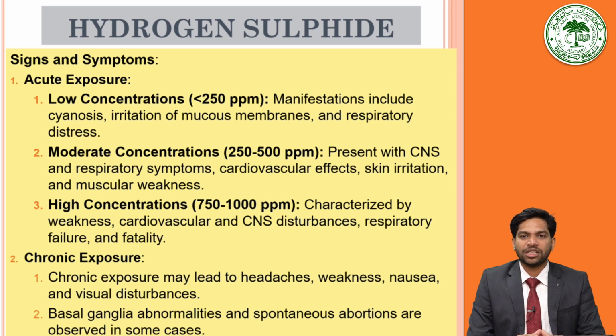On chronic exposure to hydrogen sulfide, it may present with headache, weakness, nausea and visual disturbances. Basal ganglia abnormalities and spontaneous abortions are observed in some cases among pregnant women. So, as we already discussed, this acts by asphyxiant signs and symptoms and it is an irritant gas. So, it acts by both mechanisms, irritation of the mucous membrane as well as inhibition of cellular respiration.